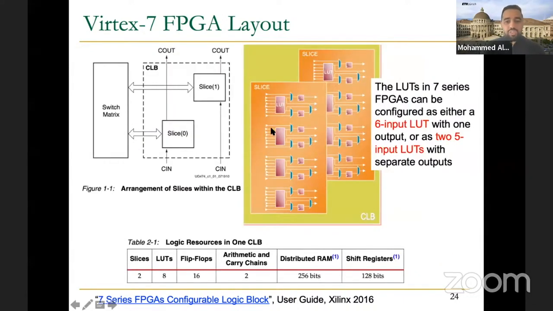In their FPGAs, in the Virtex-7 family, you can see a single CLB or logic block has 2 slices, and in a single slice we have multiple lookup tables. Each has a 6-input lookup table, and you can configure it as a 5-input one if you need 2 outputs. So that is why we chose this Virtex-7 family at that time. I think we started the implementation in 2015, and then we got the paper published in 2016, 2017. So yeah, that is for the FPGA implementation.